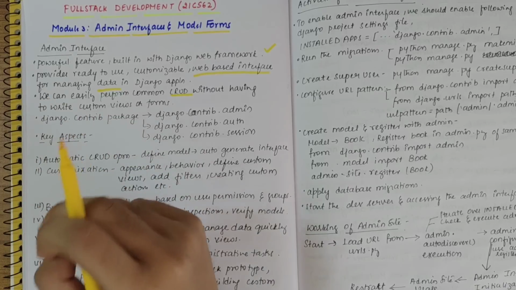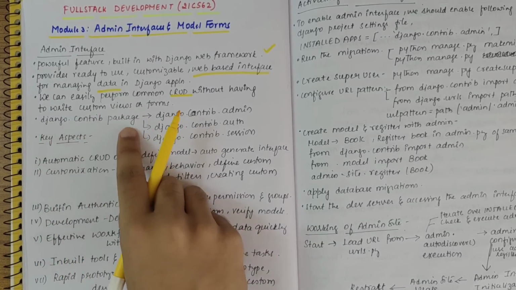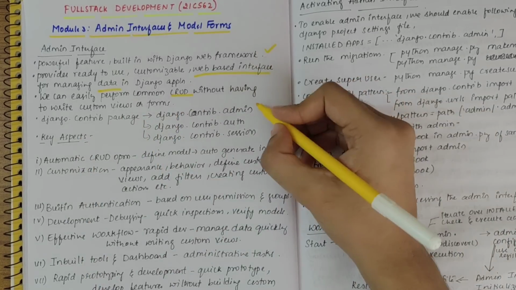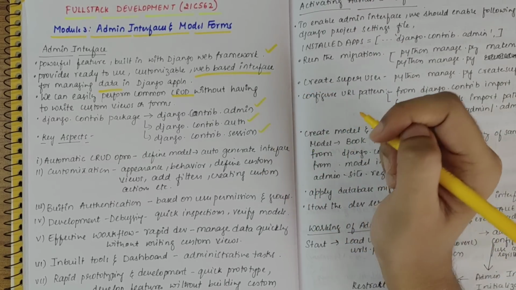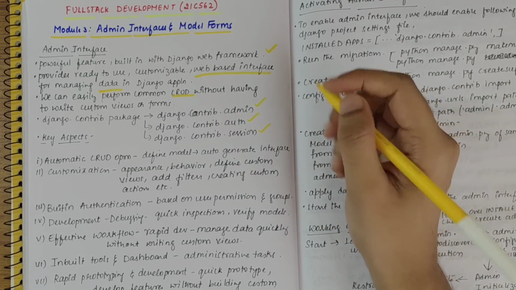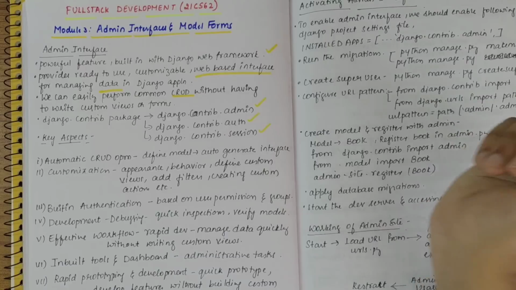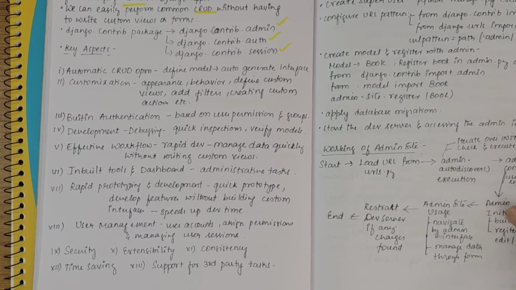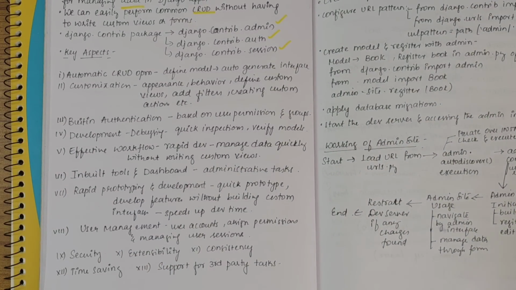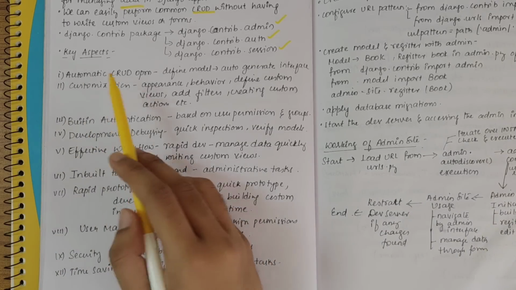This admin interface is present in the django.contrib package. From this package we can get the admin, the authentication, or the session interface. Okay, so this was the intro part of admin interface. Now we'll look into the key aspects, or advantages, of admin interface; it could be asked either way. The first one is automatic CRUD operations.